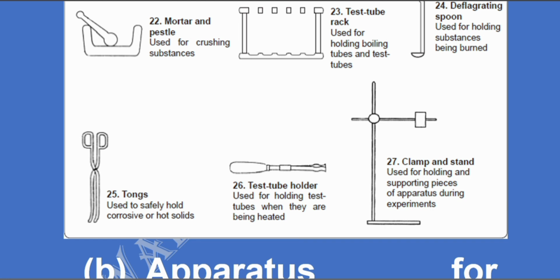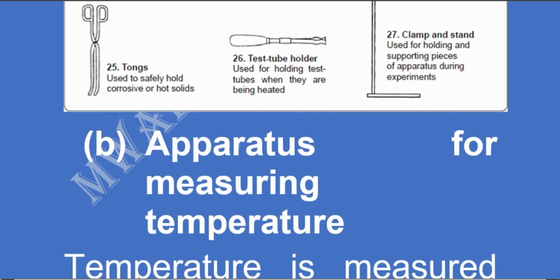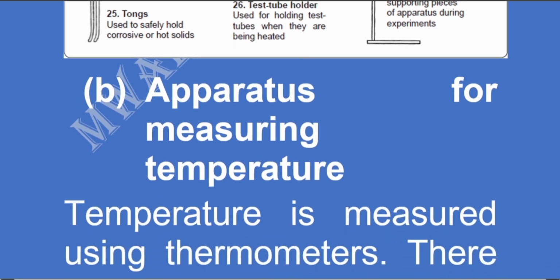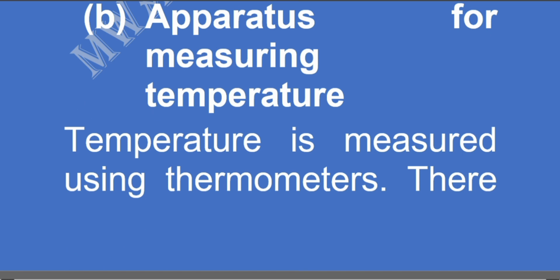The test tube holder is used for holding test tubes when they are being heated. You have the clamp and stand, used for holding and supporting pieces of apparatus during experiments. Then you have those apparatus for measuring temperature. So temperature is measured using thermometers, and there are different types of thermometers.